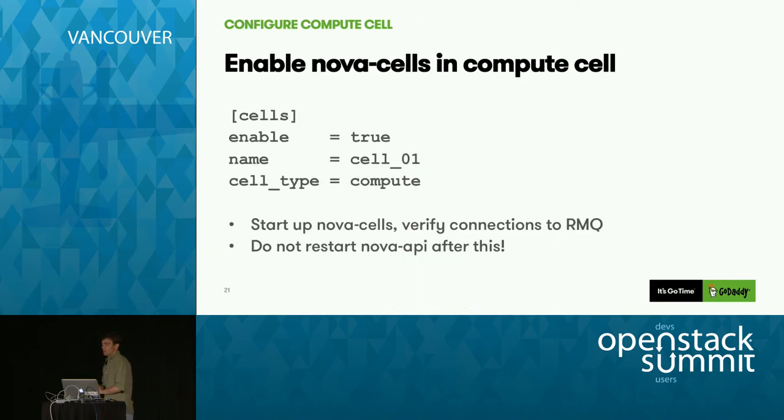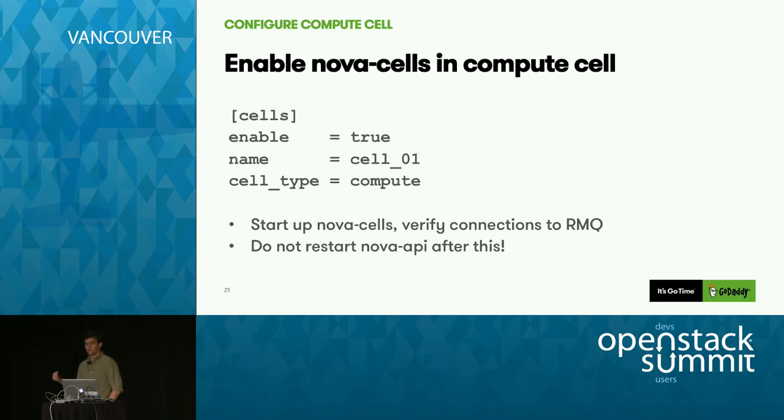Other than that, configuring and turning on cells is actually pretty simple. There's just a few options that you have to set to turn it on. After you've enabled this in the config, at this point you can start up the Nova cells service, which again does that intercommunication. What you should see here is Nova cells connect to both the Rabbit queues in the local compute cell, as well as the Rabbit servers in the API cell, because again, that's the service that handles that communication back and forth. So that's a good QA step to make sure that things are working correctly.